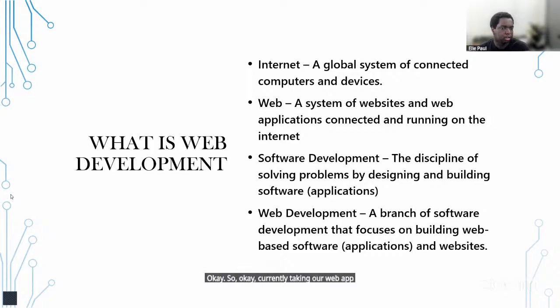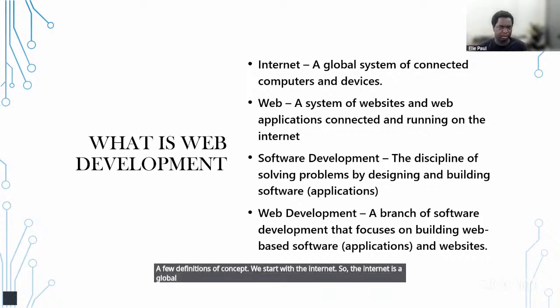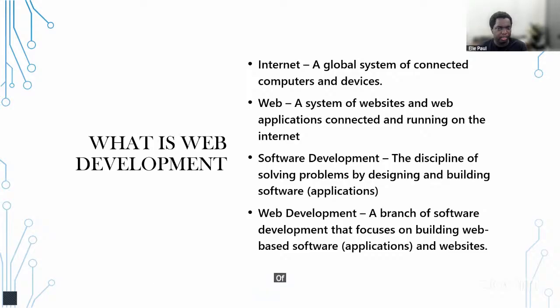That's good. So when it comes to software development, and that's one of the reasons I have a few definitions of concepts, we start with the internet. So the internet is a global system of connected computers and devices, and that's a simplified definition.